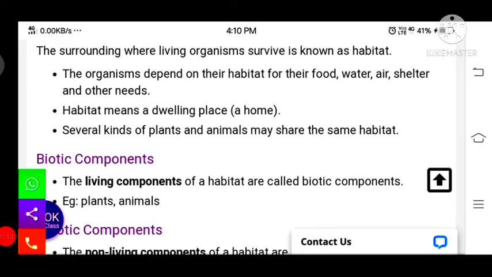Habitat means a dwelling place. It means a home. The home of yaks is the mountains. The home of the camel is the desert. Several kinds of plants and animals may share the same habitat.